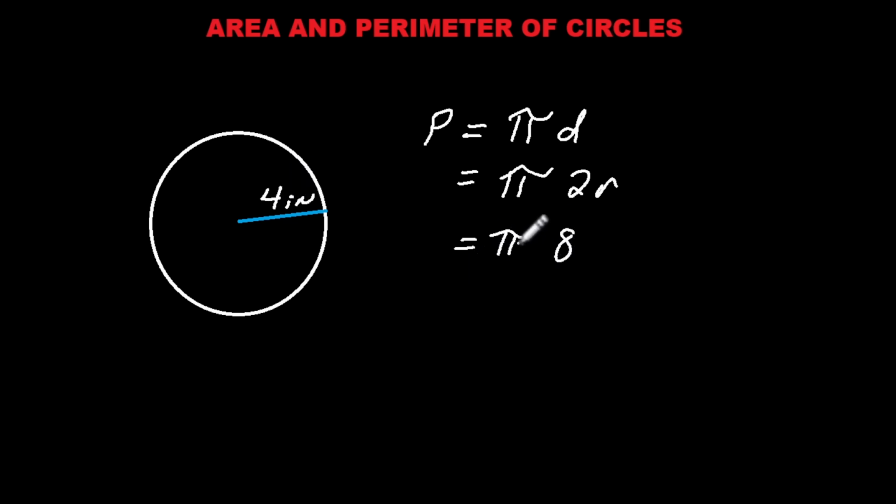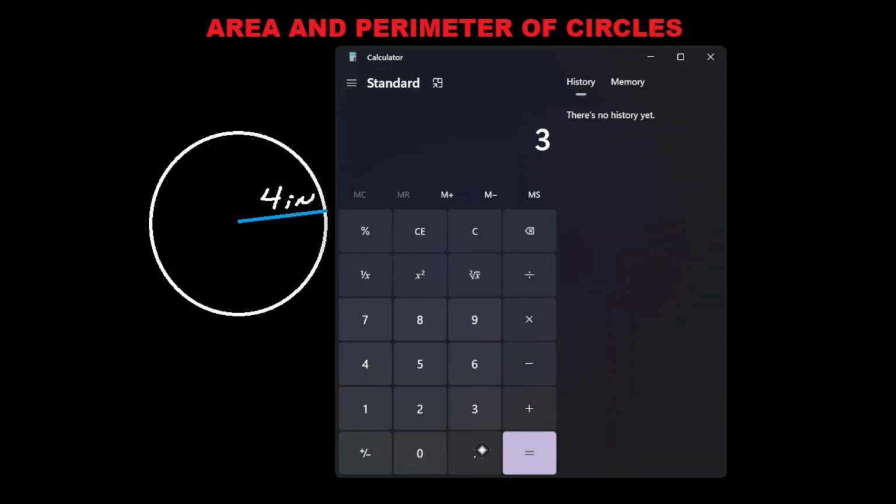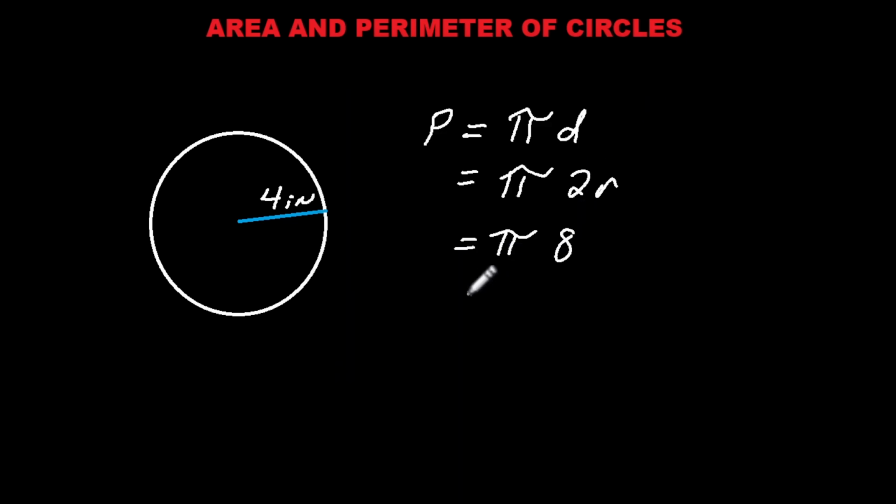And then, since pi is approximately 3.14, I'm going to multiply that times the diameter, and I get 25.12. So my answer here is 25.12, and this is inches, is equal to pi times 8 inches, which was the diameter.